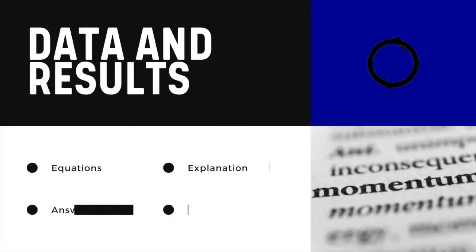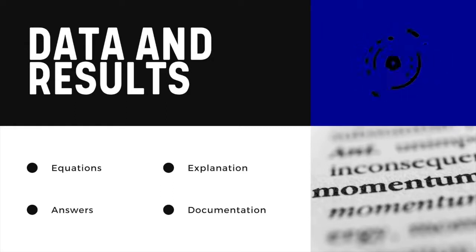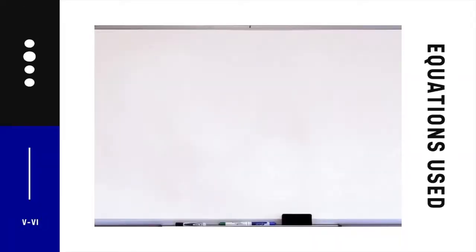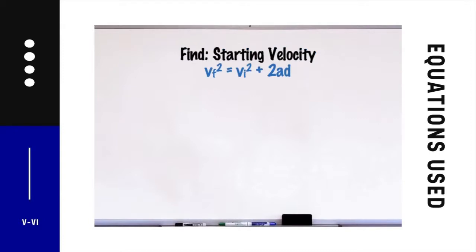The data and results section is comprised of the following: equations, explanation, answers, and documentation, one per case. This equation shall only be used once since the dropped object is only dependent on the height it is dropped from, not the mass of the ball per se.